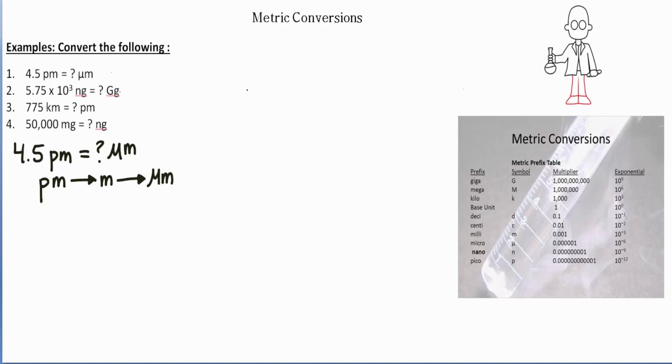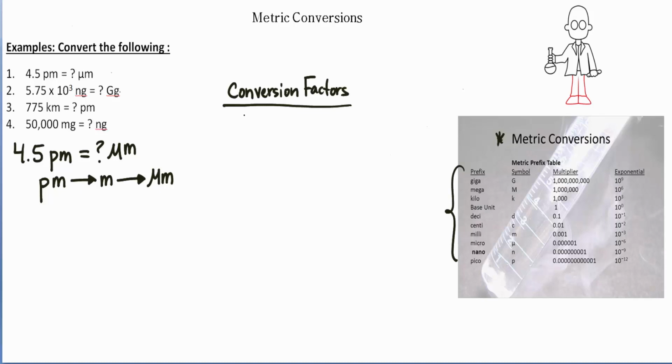Now, in order to do this, we need to establish our conversion factors. And our conversion factors come from the metric conversions, our metric prefixes that you will have to learn for the exam. You will not be given those. And here is a list of some common ones. So the conversion factors go as follows.